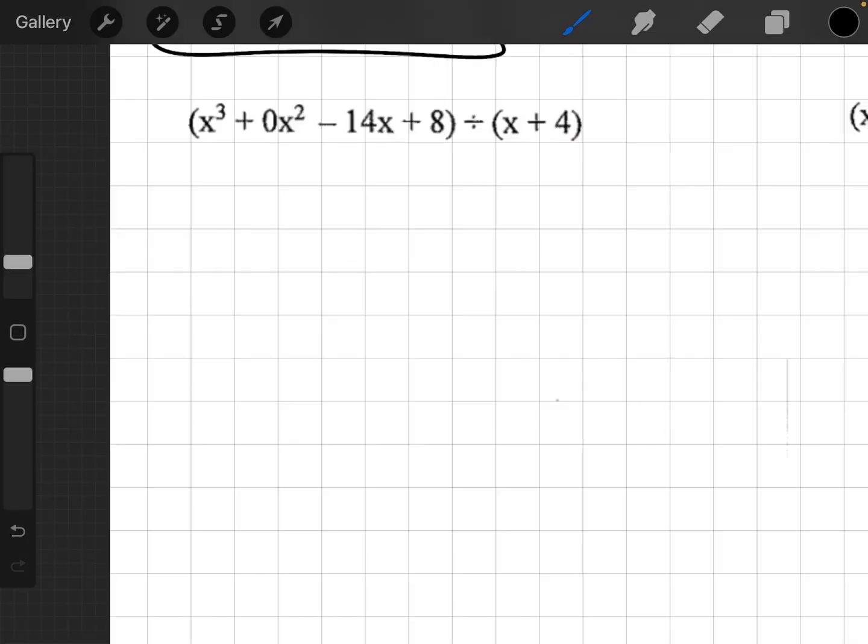Let's work out another example. In order for this statement to be true, x has to be equal to negative 4, because negative 4 plus 4 does equal 0. We'll bring down the coefficients: 1, the coefficient stated is 0, negative 14, and 8.